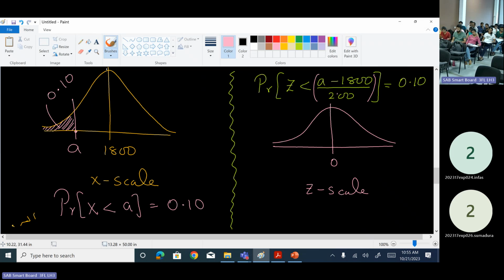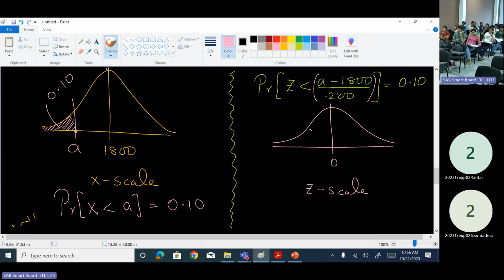Okay. Now what is this value? This is the transferred value of this A. Because when we converted, this came by transferring, right? Originally where was A? A was on the left side. So this is the transferred value.